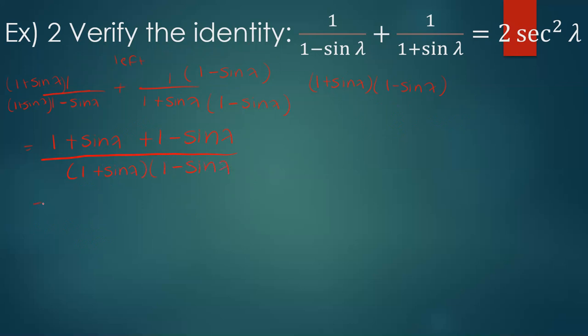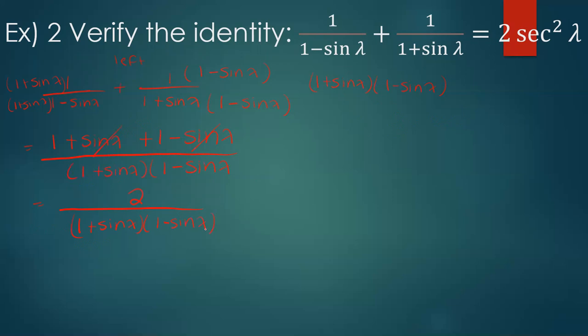Now let's simplify the numerator. So it cancels this negative sign and the sine. So this is 1 plus 1, that's 2, over 1 plus sine of alpha times 1 minus sine of alpha.